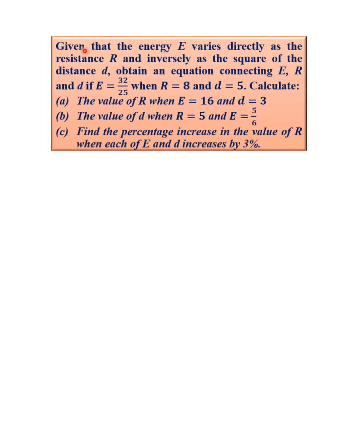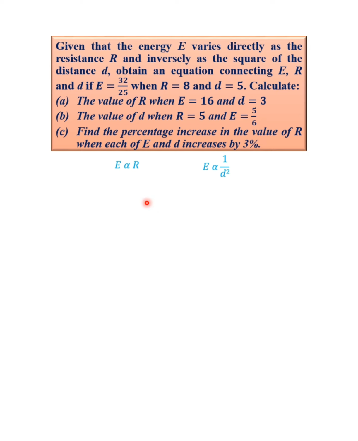The question says that we are given that the energy E varies directly as the resistance R. Let's write a mathematical representation of that. E is directly proportional to R. That's the first statement. The same E is inversely proportional to the square of the distance D. So we can say E varies inversely as D squared. Inverse is 1 all over D squared because it is the square of the distance D.